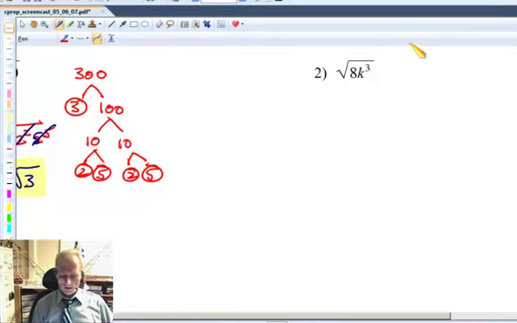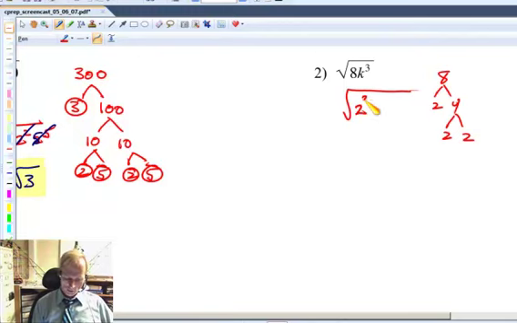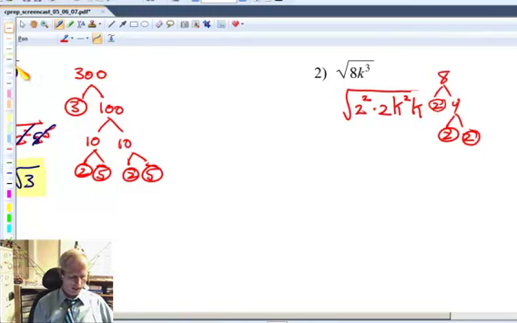Okay, in the next one, I'm asked to simplify the square root of 8 k cubed. So let's see, 8 is 2 and 4, and that's 2 and 2. So that means I can write 8 as 2 squared times 2, because I have one pair of 2's and one left over. And then I'm going to write k cubed as k squared times k.